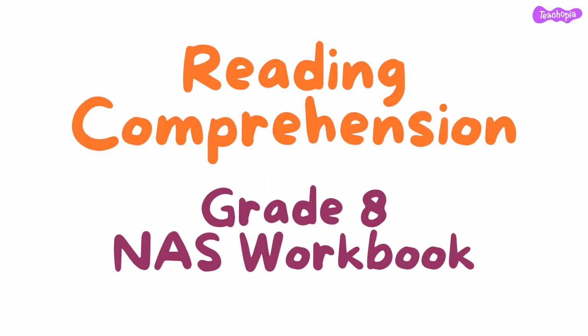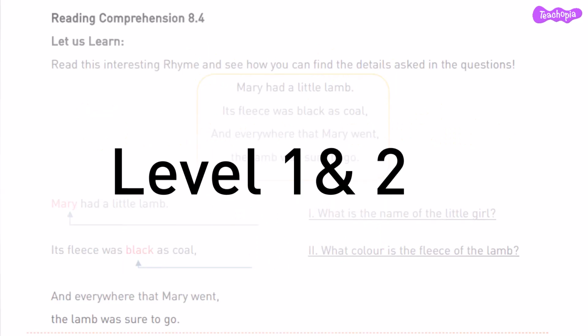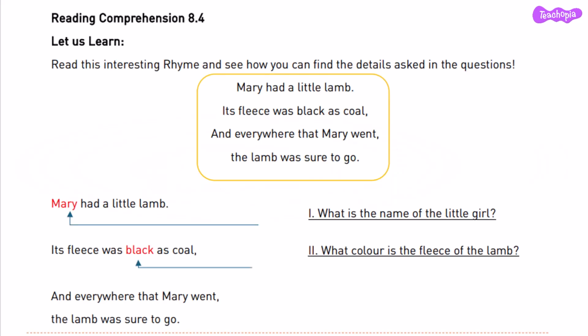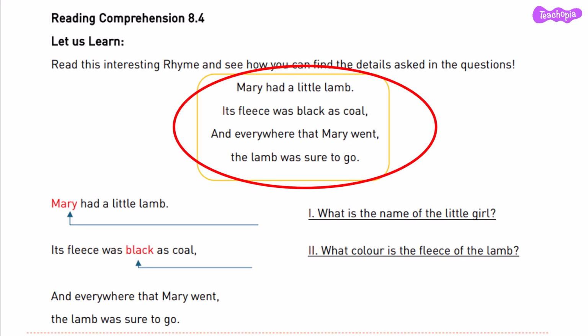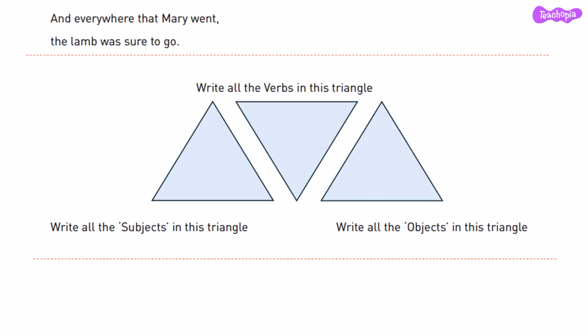Let's see how reading comprehension is achieved through the learning exercises given in the Grade 8 NAS English Workbook. In Level 1 and 2 of Reading Comprehension, we will look at recognizing fact statements through first helping learners draw simple details from excerpts of a poem and segregating these details into subject, verbs, and objects in order to help them understand the different categories of information that can be retrieved from a text.